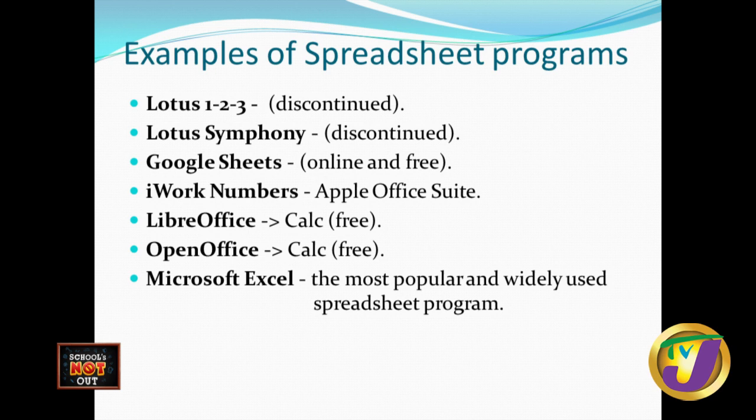iWork Numbers is an Apple Office suite, which you can also find online and use for practicing. LibreOffice and OpenOffice are free. You can download them. They are open source software. They can be downloaded to your computer, and you can use them even if you are not online. If you don't have any internet services, you can still use these.